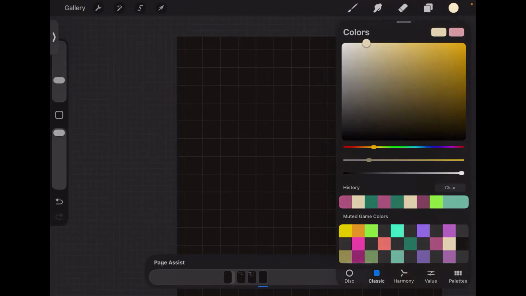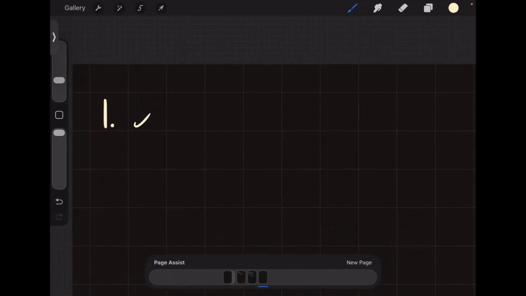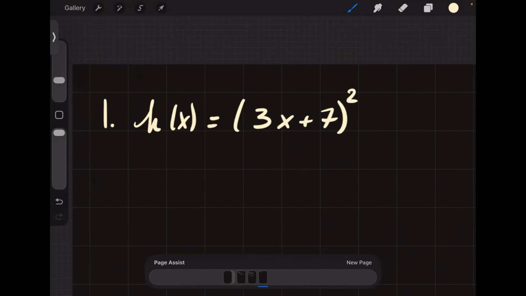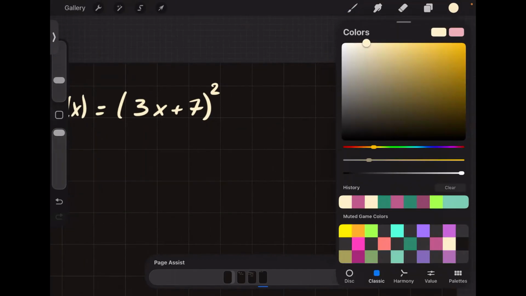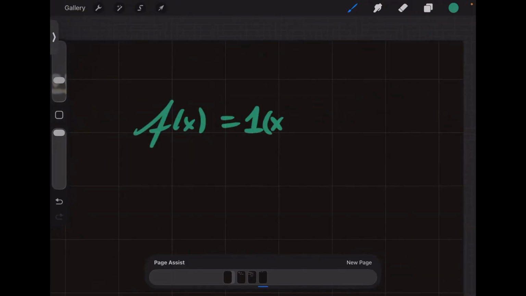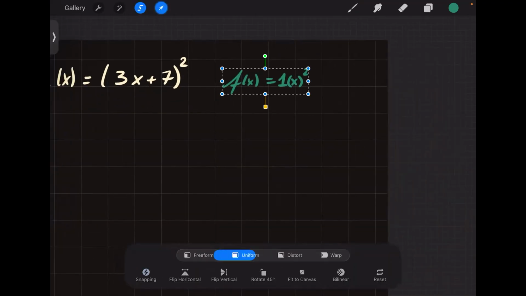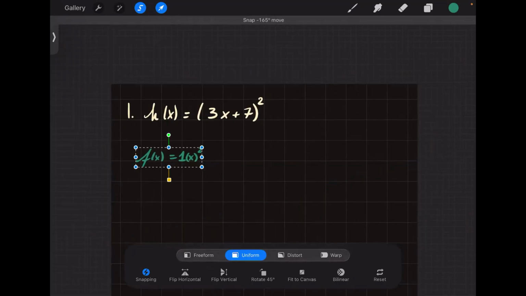I know that in my notes I wrote it as f of x, but we could call h of x the name of the function. So let's say h of x is equal to 3x plus 7, the whole thing squared. Sure, you could FOIL it, but that sucks. So what I'm going to do is identify the outside function. f of x is equal to, technically, 1x squared. And what we're going to want is to put the squared outside of a pair of parentheses. Trust and believe.